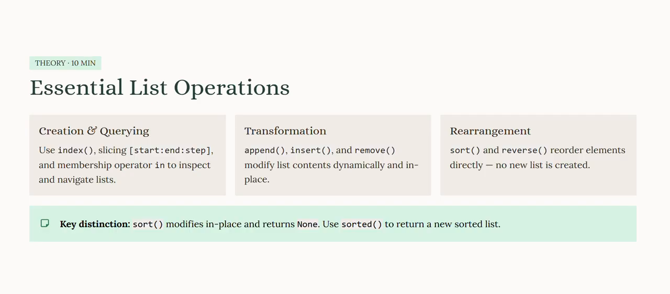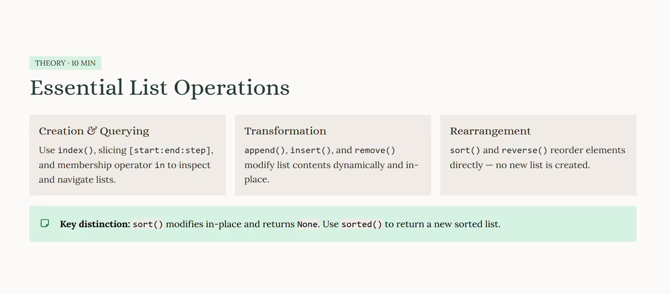and navigate lists. Okay, transformation: append, insert, and remove modify list contents dynamically and in place. So these are the things that will be used. Index will be used in creation and querying. In transformation, append, insert, and remove are used. And in rearrangement, sort and reverse are used to reorder the elements directly. No new list will be created for reordering. It is going to reorder or sort the same list only.